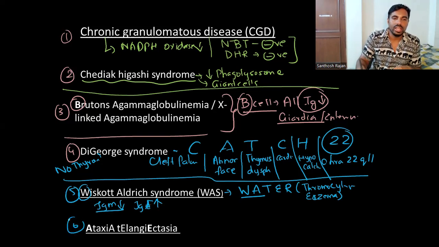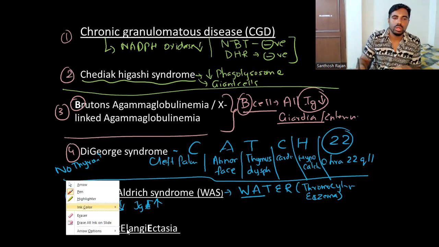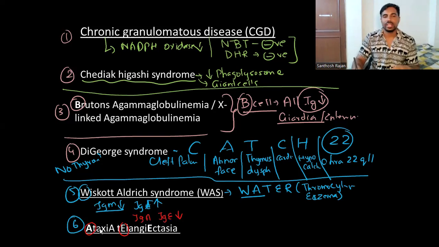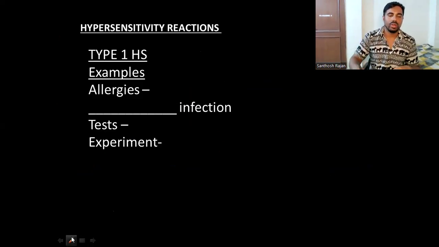And ataxia telangiectasia. Here, see, A and E are there. So both your IgA and IgE go down. Both will go down. Of course, you have ataxia and telangiectasia. That's the only thing you have to remember here. Okay. Now the hypersensitivity.